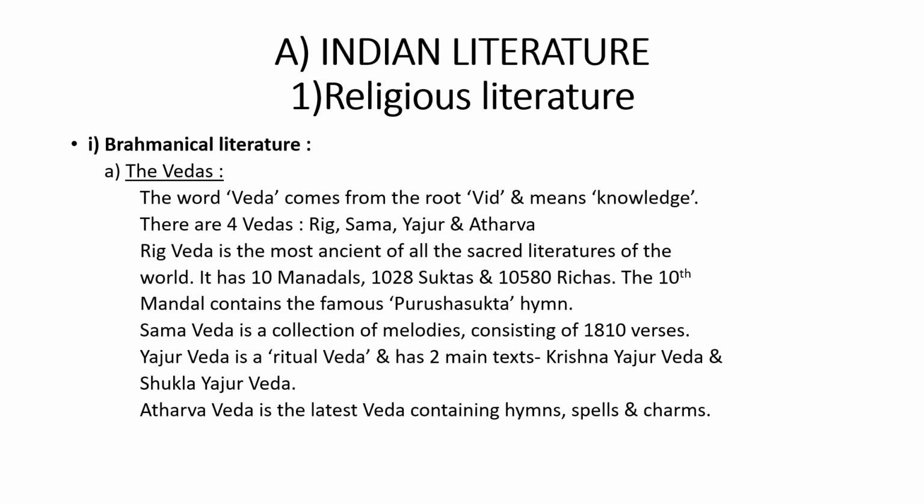Now, the second one is called the Samveda, which is a collection of melodies, and it consists of 1810 verses, mostly borrowed from the Rig Veda, arranged according to the needs of musical notation. Yajurveda, the third one, deals with the details of the performance of rituals, and therefore is also known as the ritual Veda. It has two main texts, Krishna Yajurveda and Shukla Yajurveda. Krishna Yajurveda contains mantras or hymns, and the Shukla Yajurveda has commentary in prose.